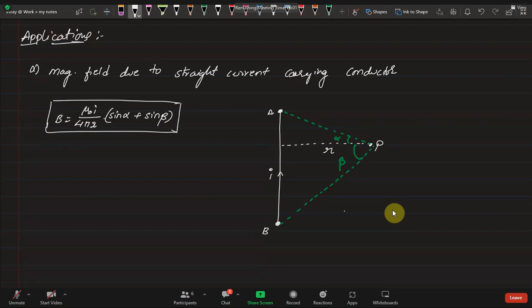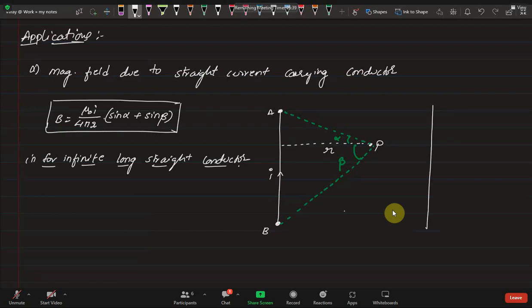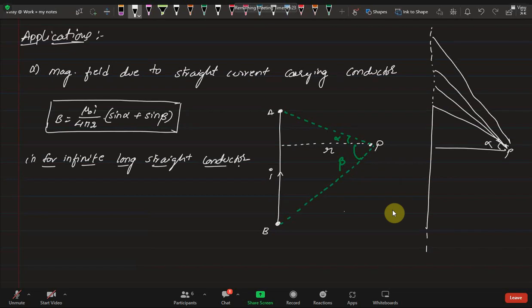Okay, students, now please remember, in this I am going to explain subcases. For an infinite long straight conductor, infinite conductor means we have to increase the sides of this and this. Then if I take point P, with this side it is making an angle alpha. If I go up to infinity, does this angle alpha value increase or decrease?